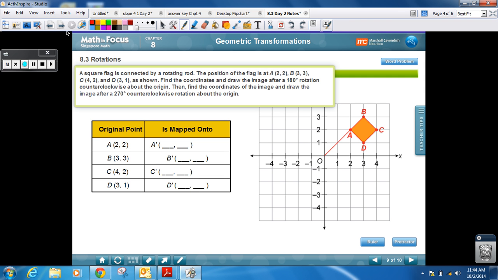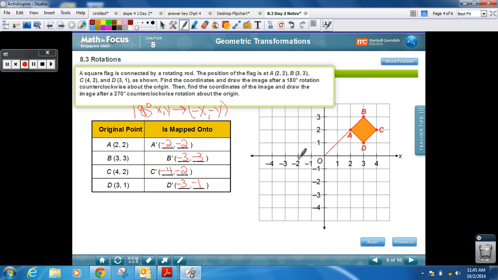Okay, our next one is a flag, and it gives you the positions of the original points, and it wants to know what it would look like after a 180 degree rotation to begin with. So a 180 degree rotation takes the original X, Y and maps it onto -X, -Y. So -X would be -2, -Y is -2. -3, -3, -4, -2, -3, -1. They stay in the same order, you just do the opposite of what was originally done.